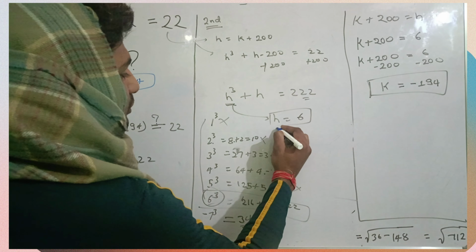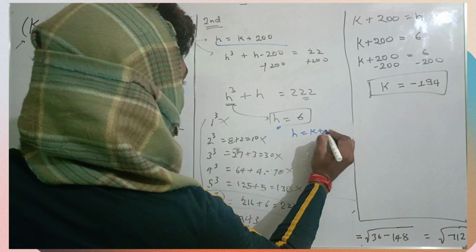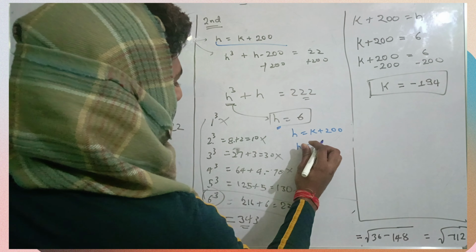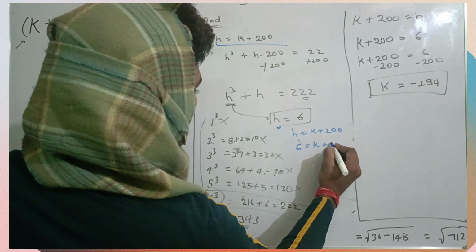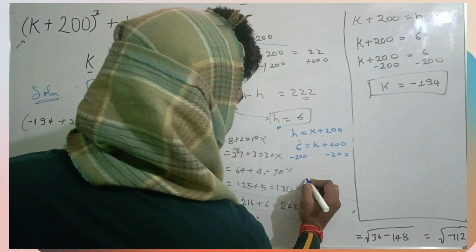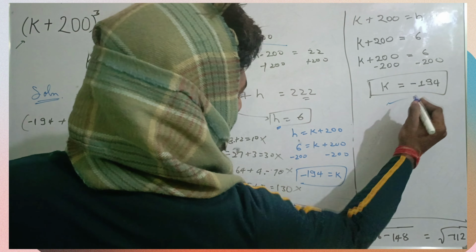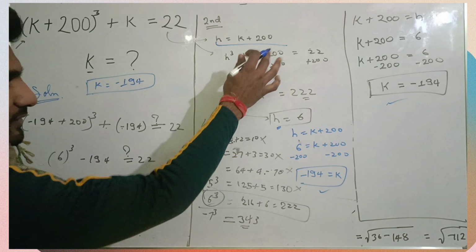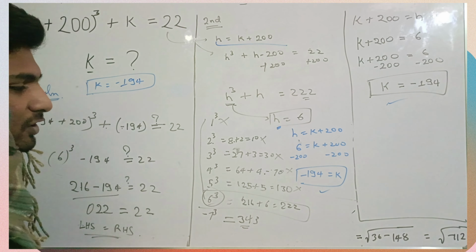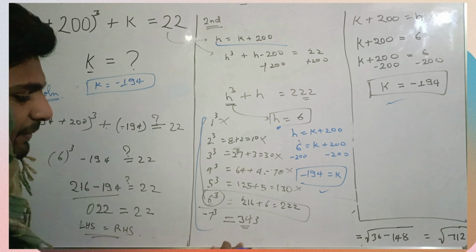So now we have the value of h, and we have used the substitution that h is equal to k plus 200. So 6 is equal to k plus 200. Subtracting 200 from both sides, we get minus 194 is equal to k. So again we have got the value of k as minus 194, and this method is quite quick compared to the first method. All we need is to remember the cubic values up to 10, and we compare with this.